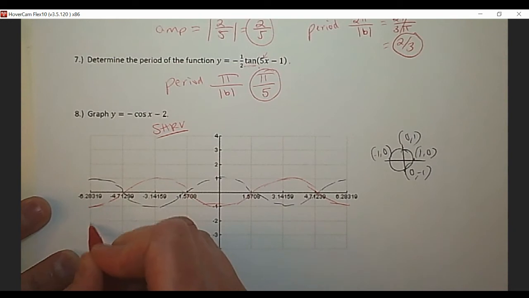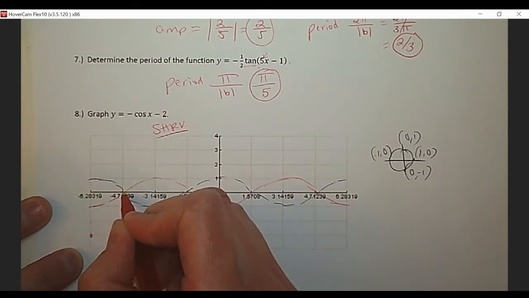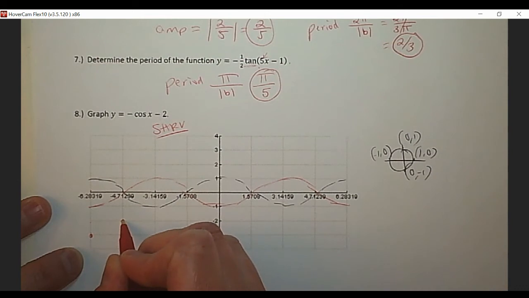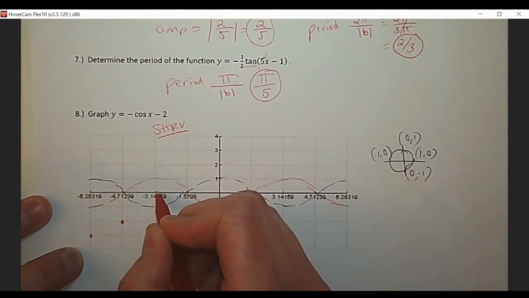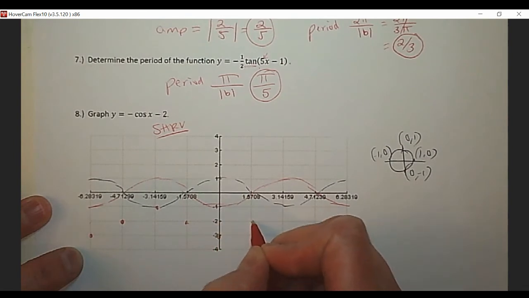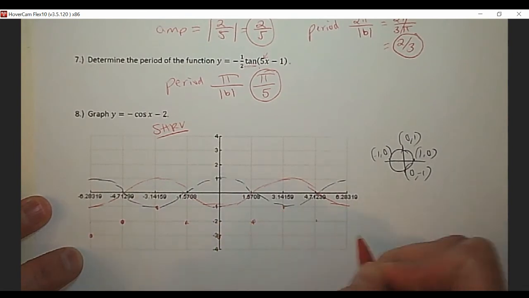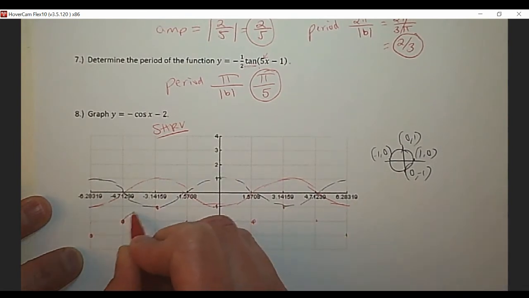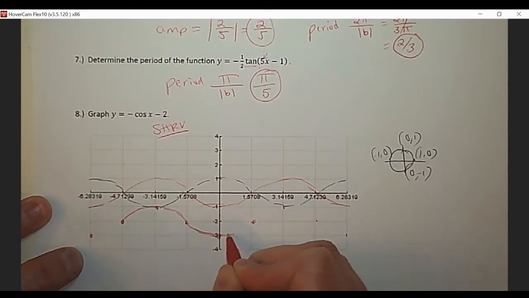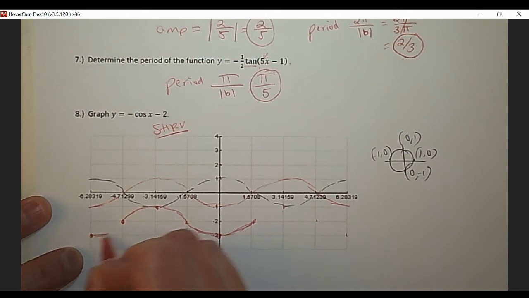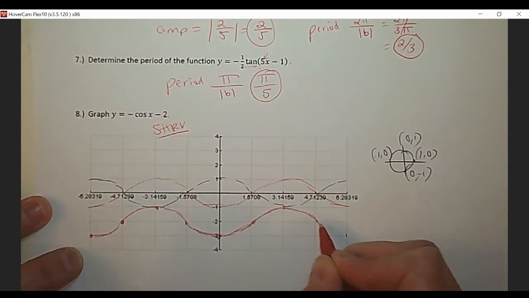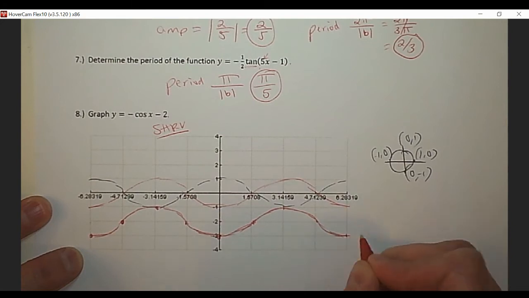So I'm going to take this critical point and move it down 2. I'm going to take this x-intercept, move it down 2. It's no longer an x-intercept, but it's still a point of inflection. The max moves down 2. And all these points move down 2. And then if you can connect the dots, just try to make hills and valleys because you want to have concavity. You don't want to have straight segments anywhere. Okay, so hills and valleys. And there is my final graph.